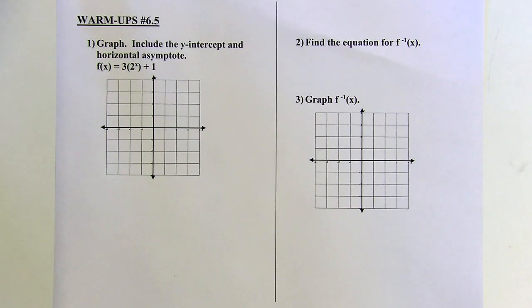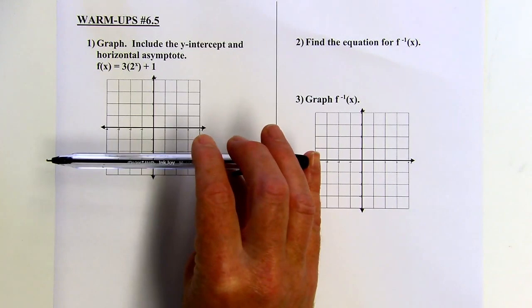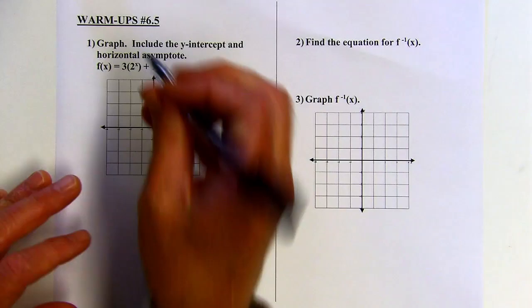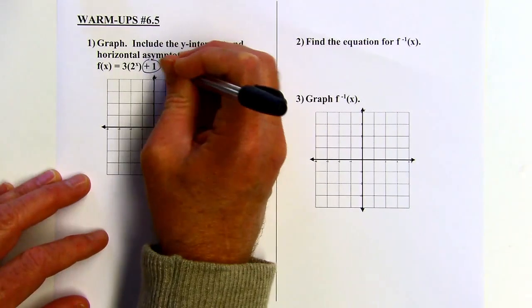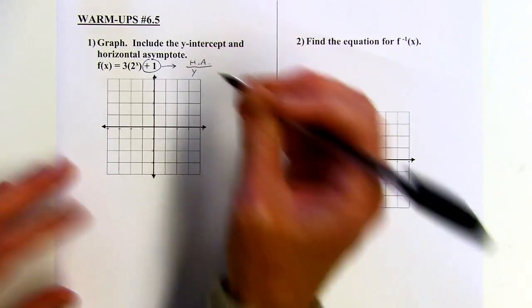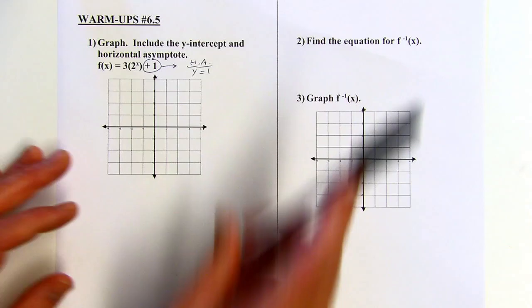Okay, here's warm-up 6.5. We're going to graph this exponential function. It says include the y-intercept and the horizontal asymptote. A horizontal asymptote is a horizontal line that my curve is going to approach, and that is going to come from whatever is added or subtracted to the end of the equation. So my horizontal asymptote has to be the line y equals something to make it a horizontal line, and here it's going to be y equals 1.